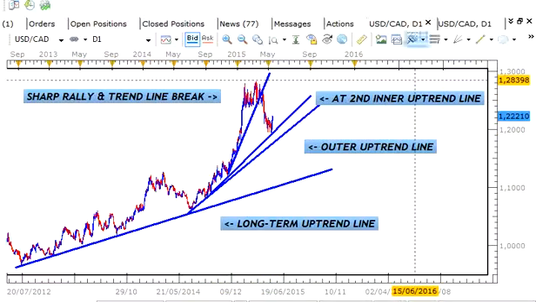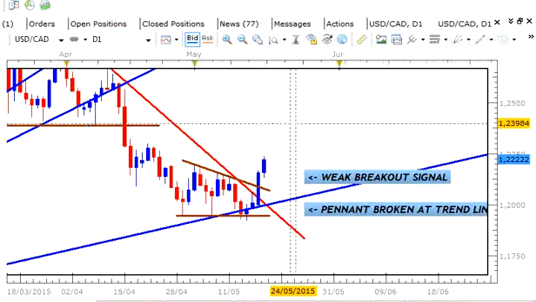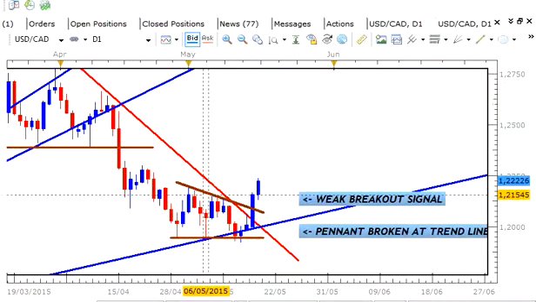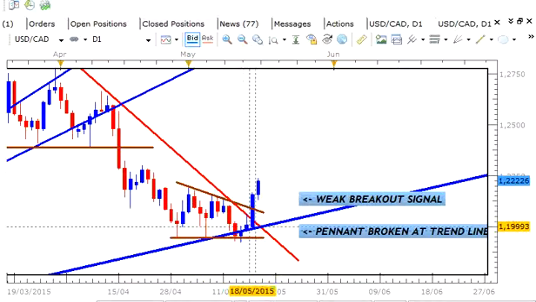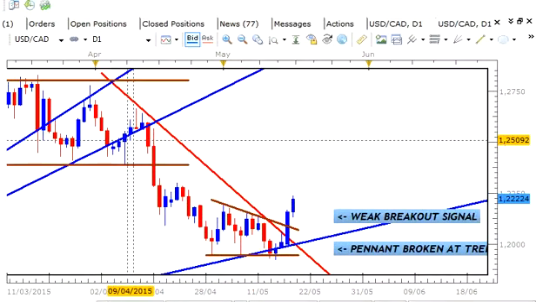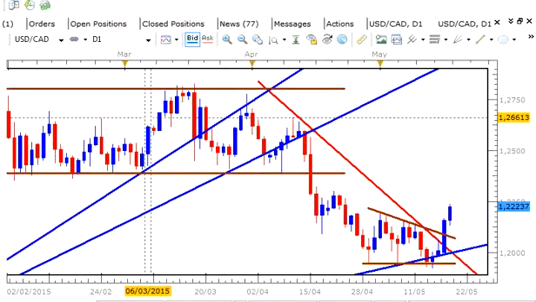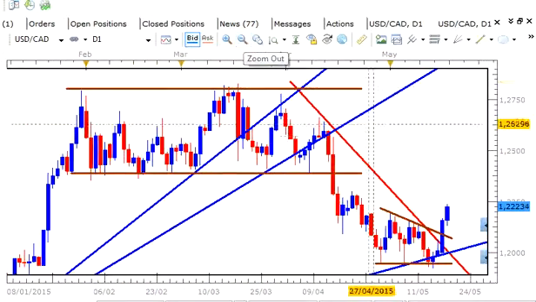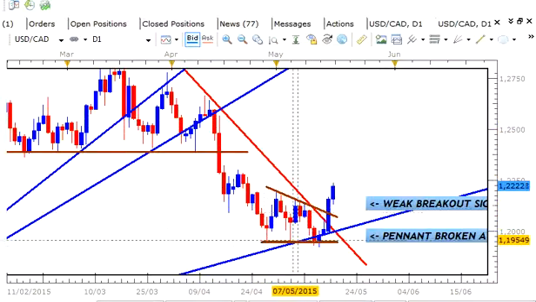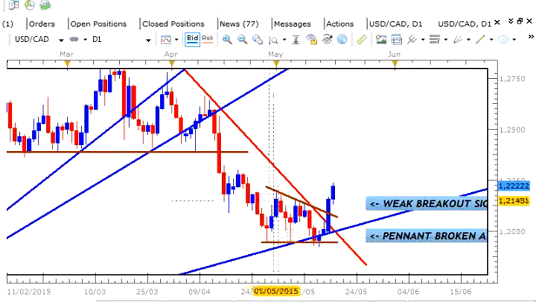So let's take a look at what's happening on the more immediate view of this pair. We can see here that the pair has actually started to pull back and rally in response to hitting this trend line. Here we can see that after breaking the range that was formed during that sideways movement, the market formed this downtrend line as well as a small pennant setup in this area here.